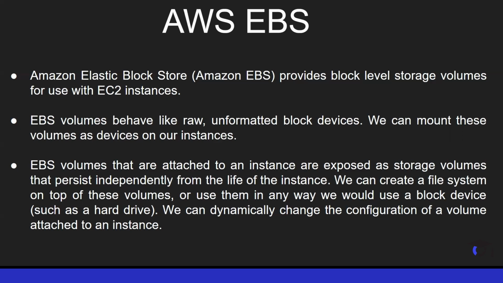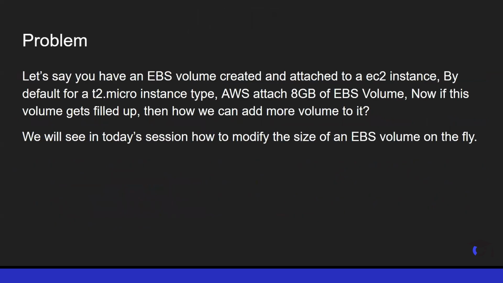Whenever you launch an EC2 instance, by default, behind the scenes, AWS launches an EBS volume and attaches it to your EC2 instance. Today, let's say we have launched an EC2 instance with the default T2.micro instance type. By default, AWS provides it an 8 GB EBS volume if you're using a Linux image.